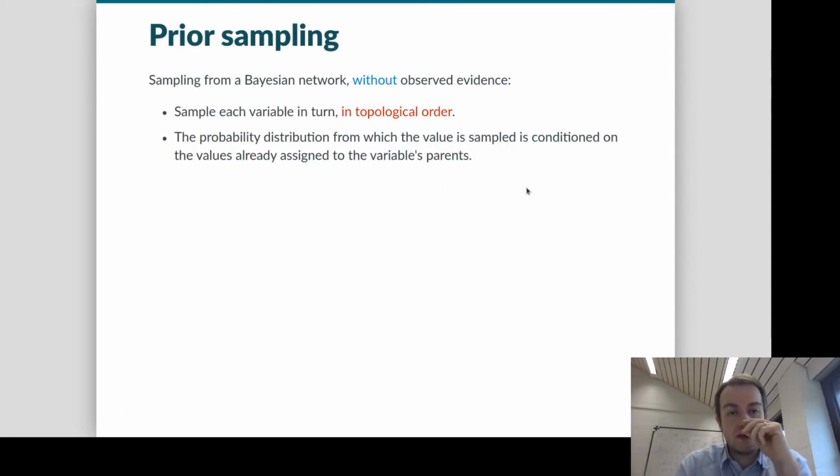Okay? So this is nice because given this procedure, now we can implement prior sampling, which is a procedure to sample from a Bayesian network, in which for now, we would not have any observed evidence. Okay, and the idea goes as follows: we would go over the variables, the nodes of the Bayesian network in topological order, and we would sample each variable in turn. We would sample this variable using this procedure, because at each node, what you have is a probability distribution over only one variable, the variable associated to the node. And of course, the probability distribution from which you sample is conditioned on the values already assigned to the variable's parents.